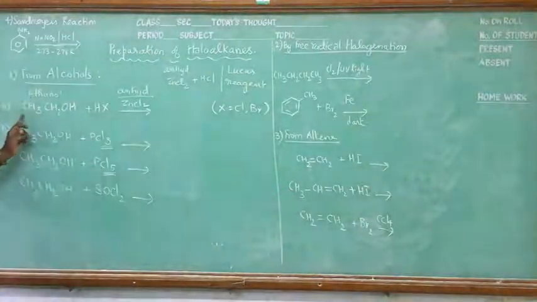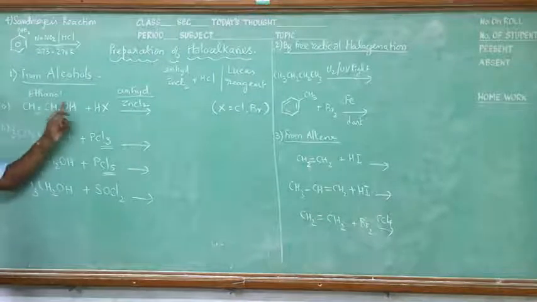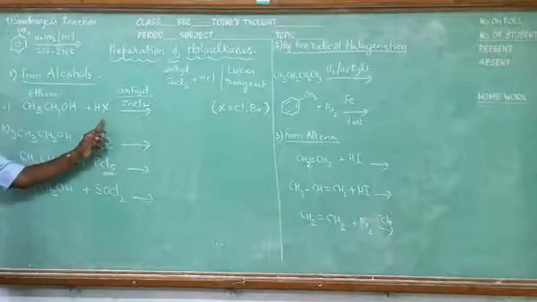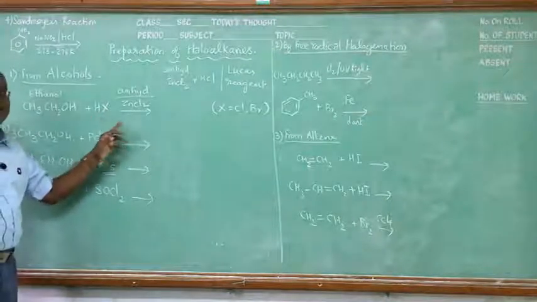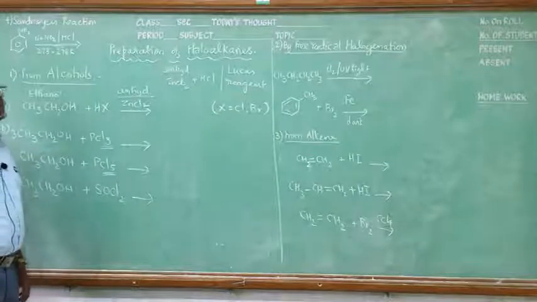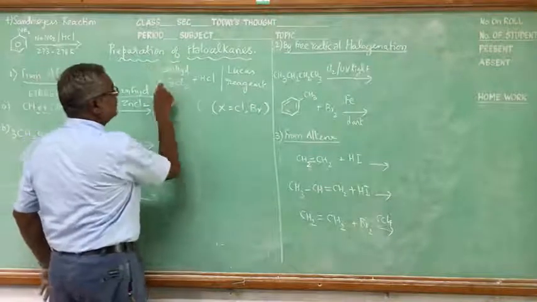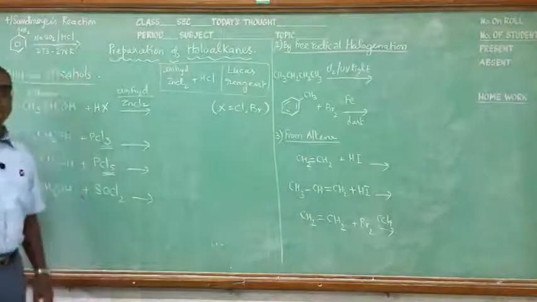CH3CH2OH, 2 carbon alcohol. 2 carbon means eth, so it is ethanol. When ethanol is treated with hydrogen halide, it may be hydrochloric acid or it may be hydrobromic acid, HBr, in the presence of anhydrous zinc chloride. The mixture of anhydrous zinc chloride and HCl is known as a Lucas reagent.